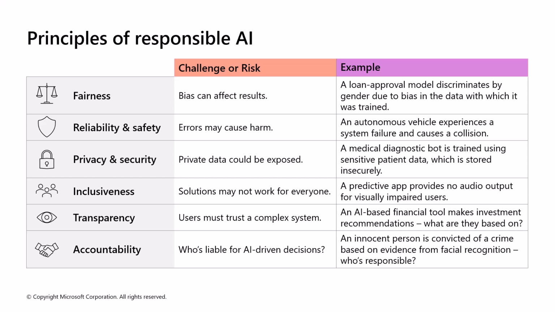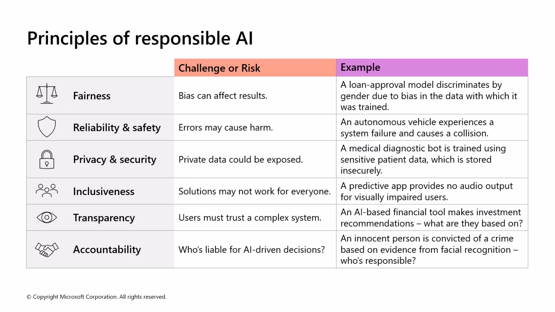Now, the next is inclusiveness. For inclusiveness, AI systems should empower everyone and engage people. AI should bring benefits to all parts of society, regardless of physical ability, gender, sexual orientation, ethnicity, and other factors. So it's very important that it includes everybody.